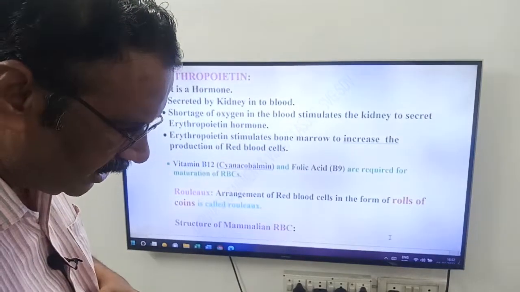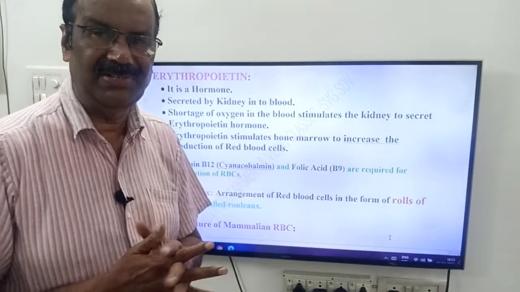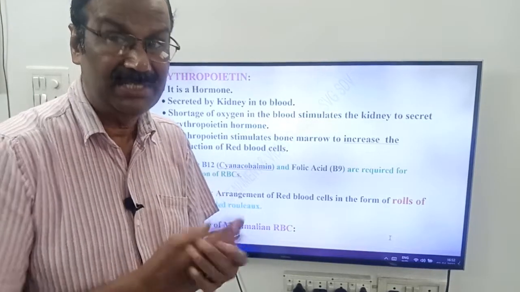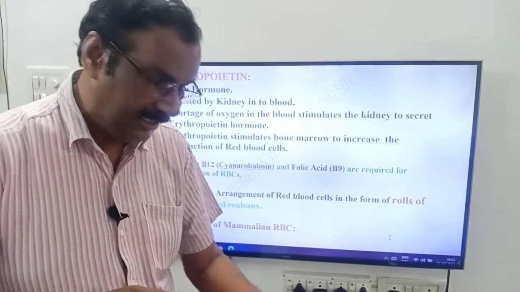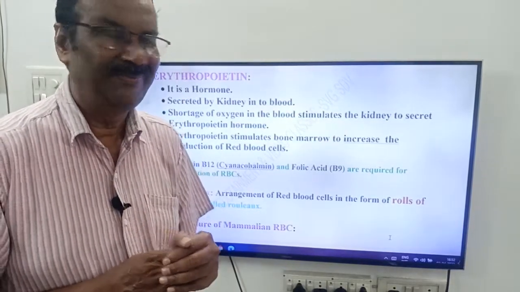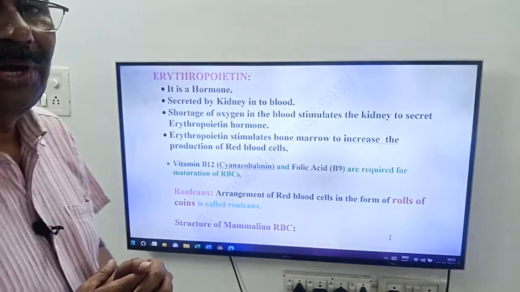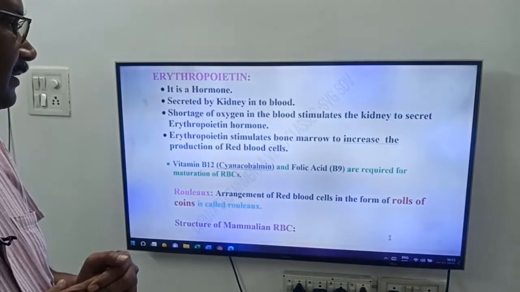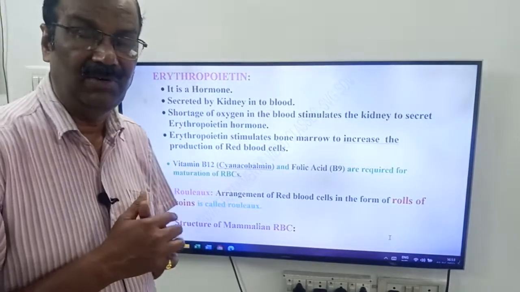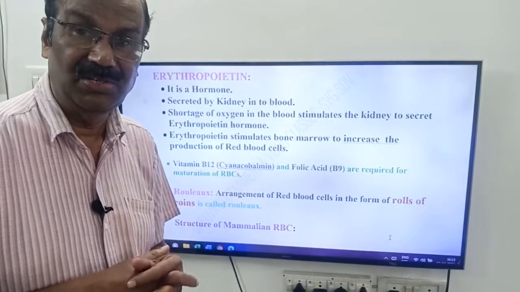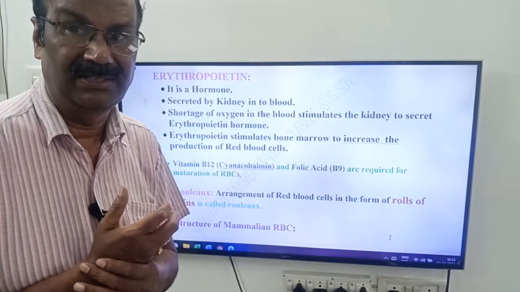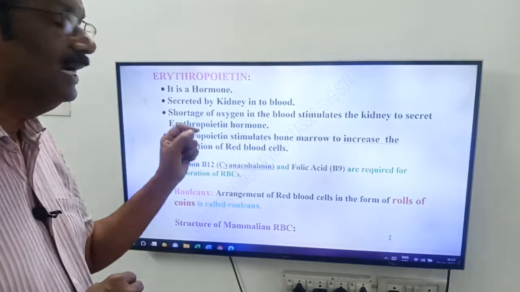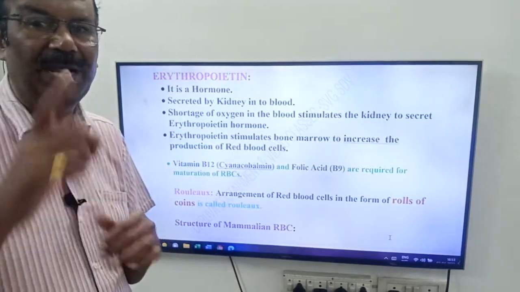Next friends, come to erythropoietin, very very important. Erythropoietin is a hormone. Friends, erythropoietin is a hormone secreted by the kidney into the blood. It comes across in the second year also, so please don't forget what erythropoietin is. It is a hormone secreted by the kidney into what, friends? Into blood.